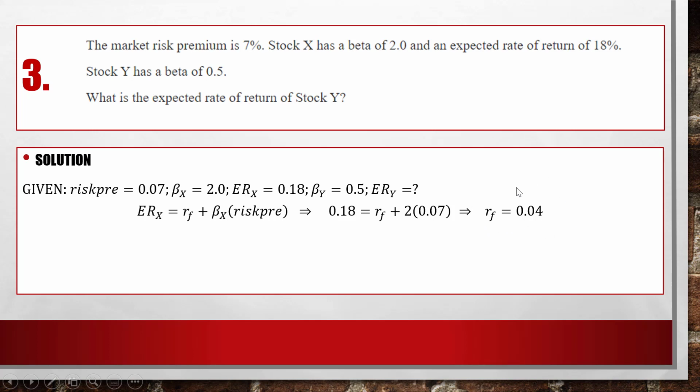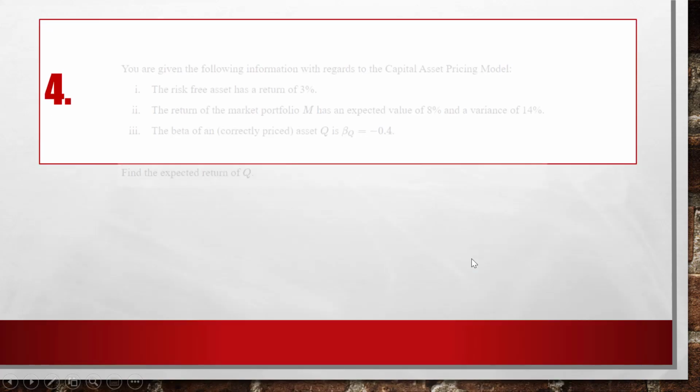And now we are going to use this risk-free rate of 0.04 in the second equation to find the expected return of stock Y. So expected return of stock Y, ERY, is equal to Rf plus beta Y times risk premium, and is equal to 0.04 plus 0.5 times 0.07, which is 0.075, or 7.5%. So we have found that the expected rate of return of stock Y is 7.5%. It's simple.